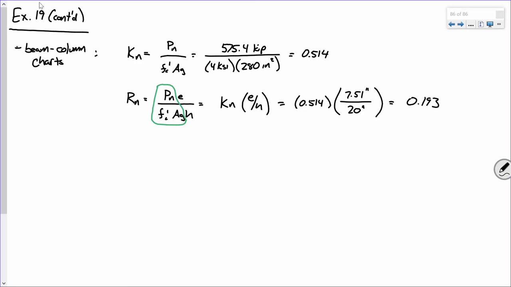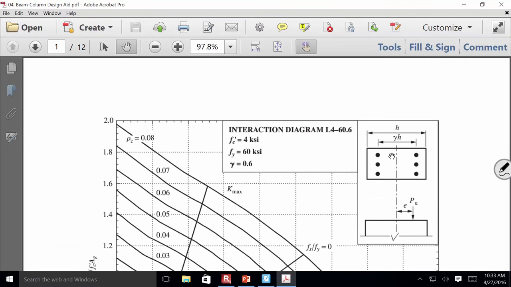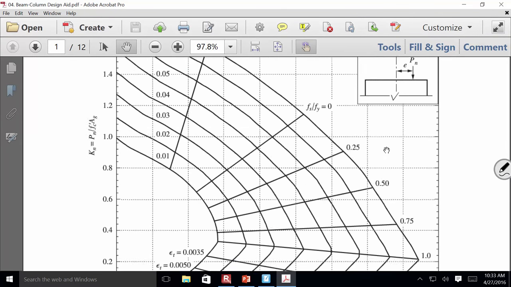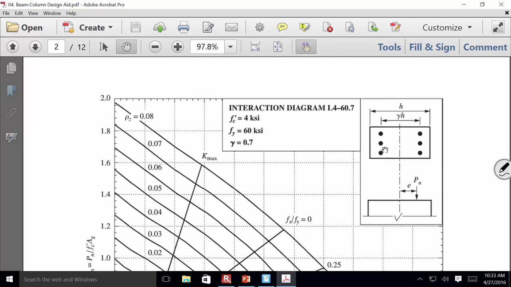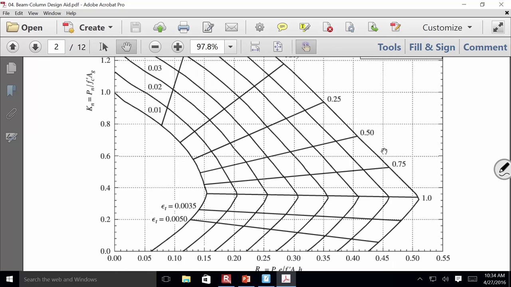All right. Now we have a gamma of 0.75. That means we have to use the 0.7 and the 0.8. So help me out. Let's go here. Okay, so I'm on page 2 of that handout I gave you, the L4 60.7. So what do we have? Let's see, 514.